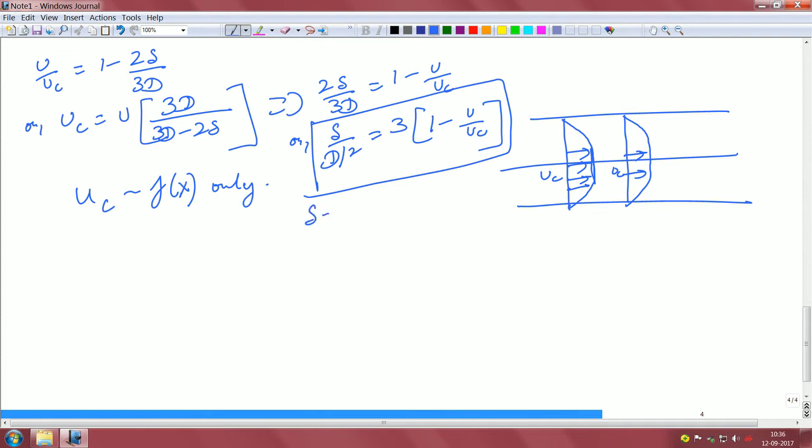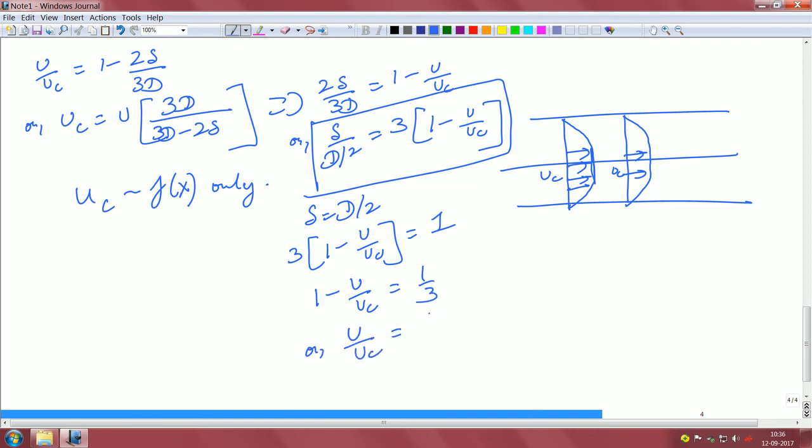Now, when delta becomes equal to d by 2, then 3 into (1 minus u by uc) becomes equal to 1, or 1 by (u by uc) is equal to 1/3, or in other words u by uc becomes equal to 2/3. So, this u then becomes equal to 2/3 of your uc at that particular location, obviously. So, that is what you get.